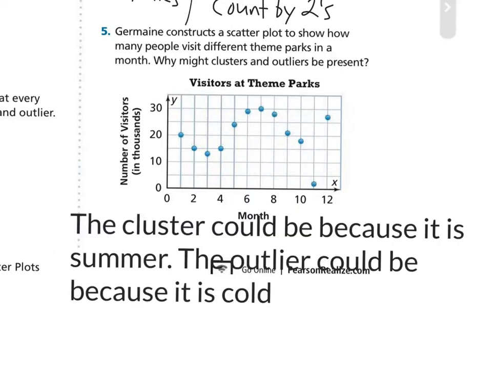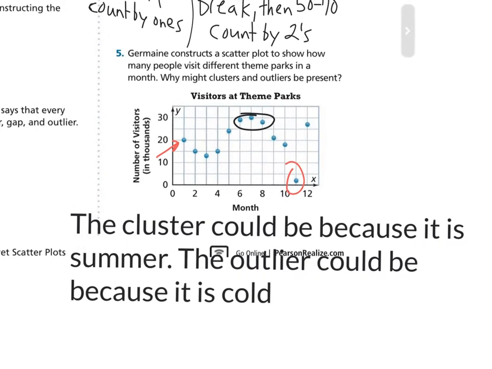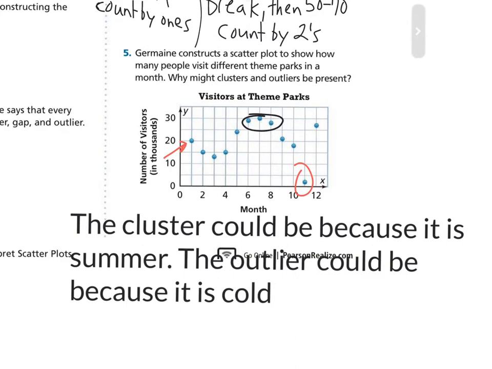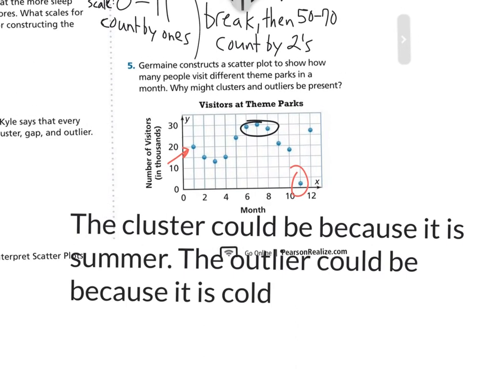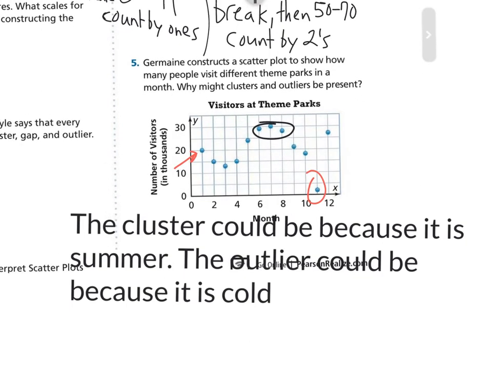The cluster up here at the top might be there because it's summer and we've got more visitors. The outlier down here is maybe because it's colder. Interesting, we've got a little bit higher number here in January. I would think that would be the lowest. In fact, most theme parks would be closed at that time of year, but I guess we're in Florida or something. Maybe this is Disney and we've got people coming there for Christmas break or time off work.